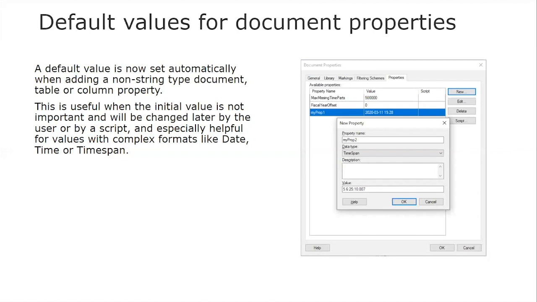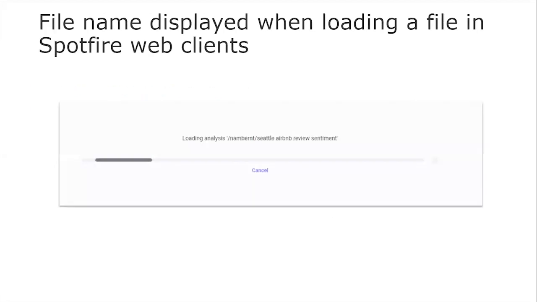A small feature is the default values for document properties. When you create document properties now, you automatically get a default value, which is convenient when you have more complex formats like date, time, and time span. It is really not important to create a value manually in this case, because you may set it by a script at a later point in time. And based on requests in the ideas portal, we've also added the display of the file name when you're loading files in the Spotfire web clients.